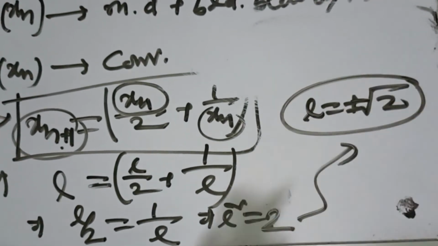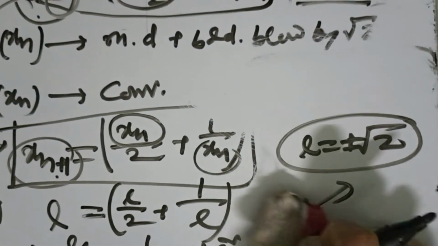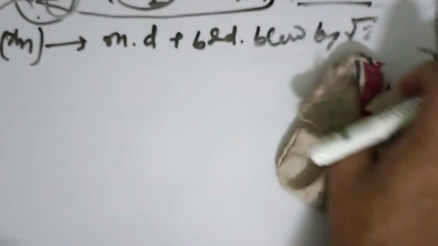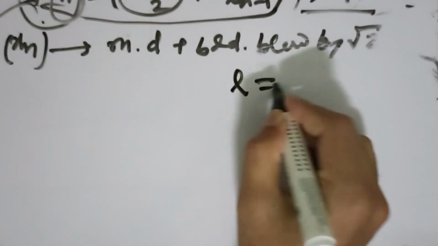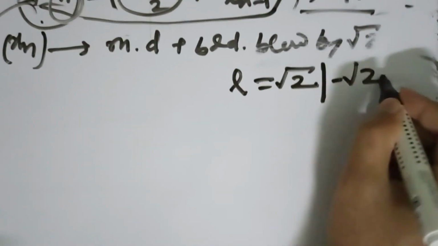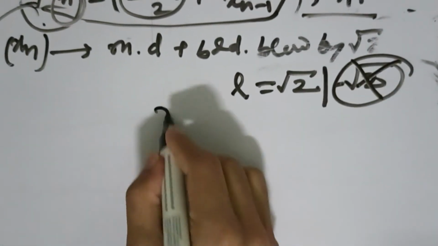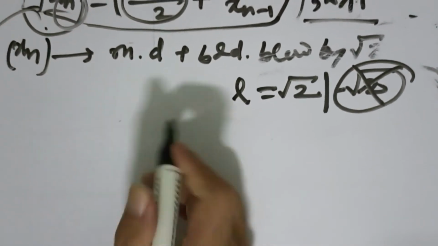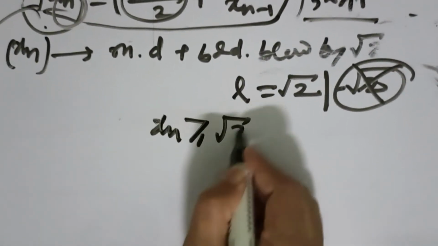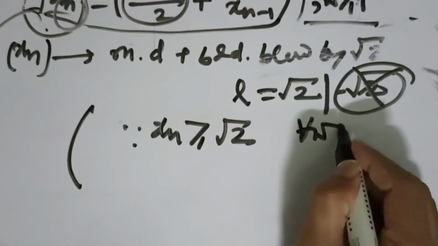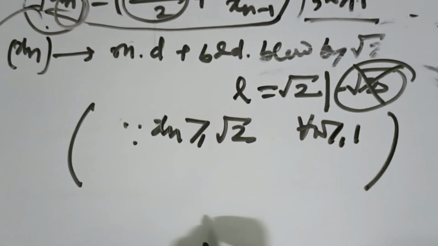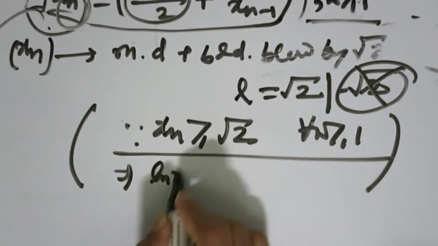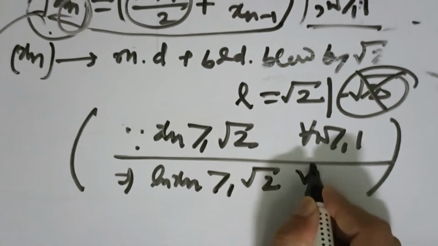But L can never be minus root 2. The possibilities for L are either root 2 or minus root 2, right? But L can never be minus root 2, because we have xn greater than root 2 for n greater than 1. I can take the limit on both sides, so the limit of xn is at least root 2 for n greater than 1.